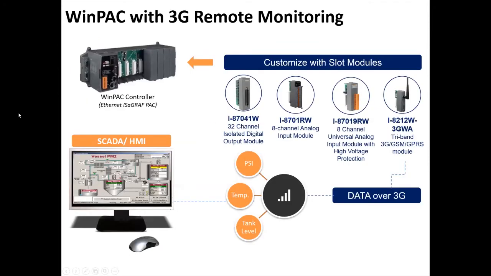Our WinPACs are being used for remote I/O monitoring applications. I/O cartridges are installed in the I/O slots on the WinPAC. One of the I/O cartridges is a 3G cellular module that allows PSI, temperature, and tank level data to get back to SCADA software on a PC. The SCADA software displays the values, performs calculations, and shows alarms on the screen when the values are not in the desired range. Email and text message alarms get sent out to alert appropriate personnel.